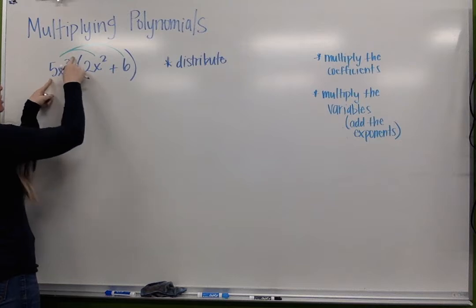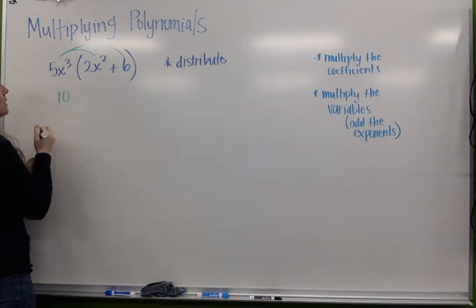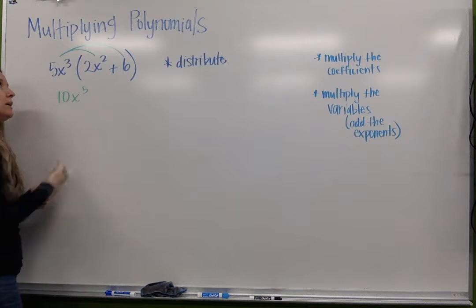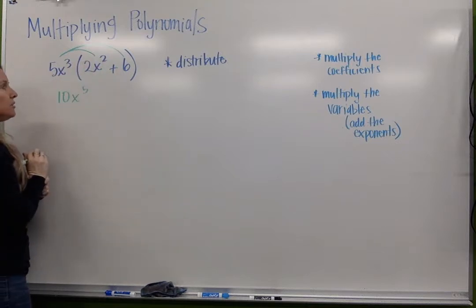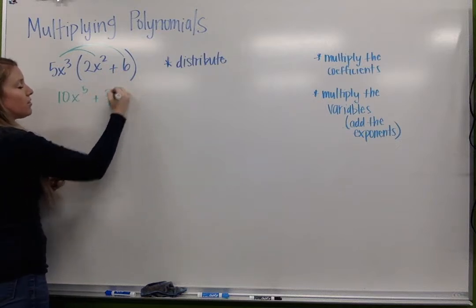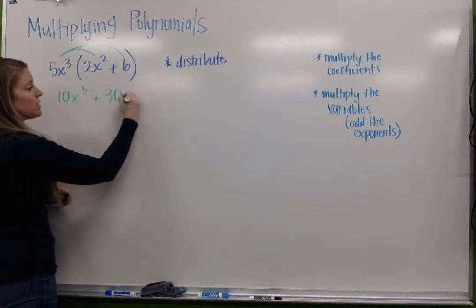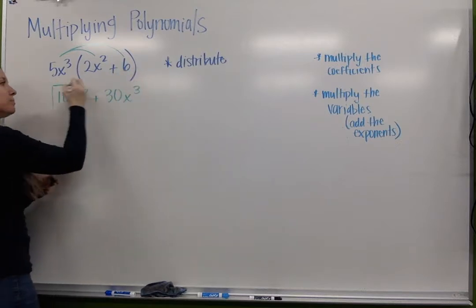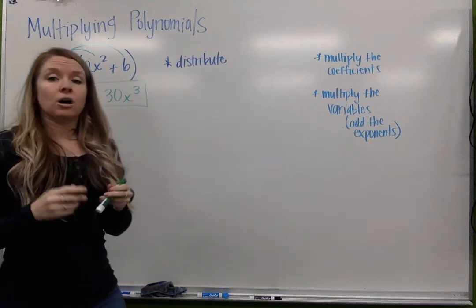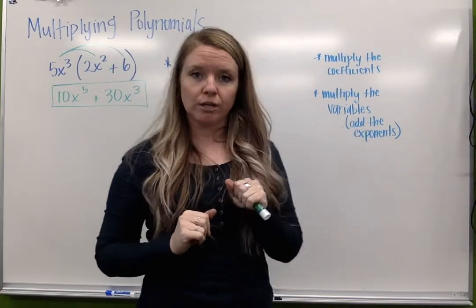So 5x cubed times 2x squared: 5 times 2 is 10, x cubed times x squared is x to the fifth. 3 plus 2 is 5. Then we distribute 5 times positive 6, that's a positive 30. X cubed times, there's no x's, so this stays x cubed. Distribute. Okay, so if you have a monomial in front of a binomial, you distribute that monomial to both terms.